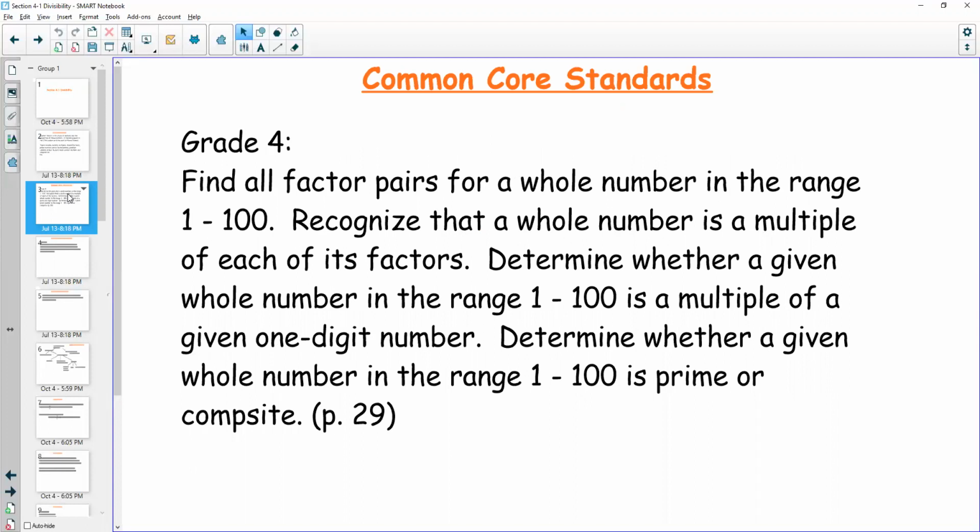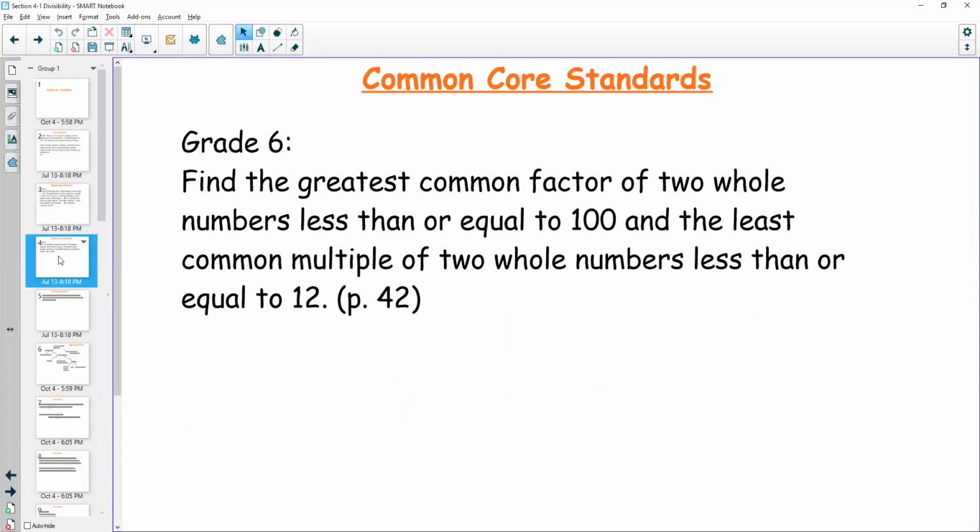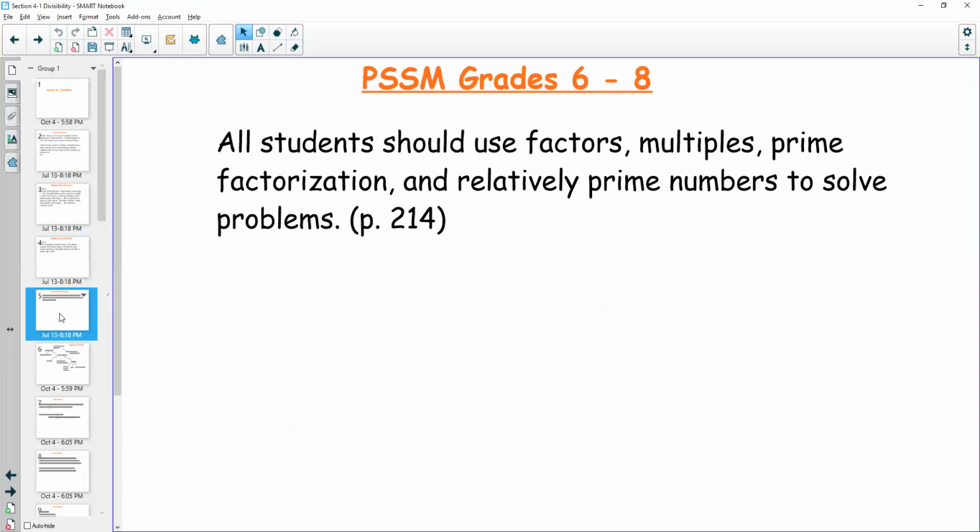This all starts to come up as kids move into multiplication, so like 4th grade-ish, pairs of numbers, that kind of thing. This is how you determine if a whole number in a certain range is a multiple, or if it's a prime or composite number. That's part of what they do in those ages. As you get closer to middle school, you find greatest common factors and least common denominators. That's going to help kids as they move into thinking about fractions. Kids have to use factors, multiples, and primes to solve problems. This is what this all leads to, and this is a PA standard.